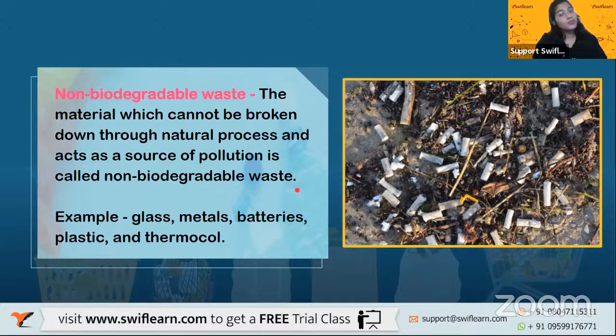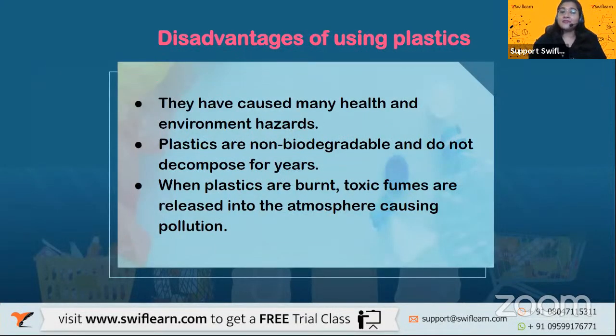Some examples: obviously plastic is there. Other than plastic, battery, different metals, glass, and also thermocol. We also use the thermocol for eating, right? And also for making other structures and covers of anything. So these are the different waste materials which do not get decomposed in the soil. So they can create soil pollution, and if we throw them in the water, they create water pollution also. Fine.